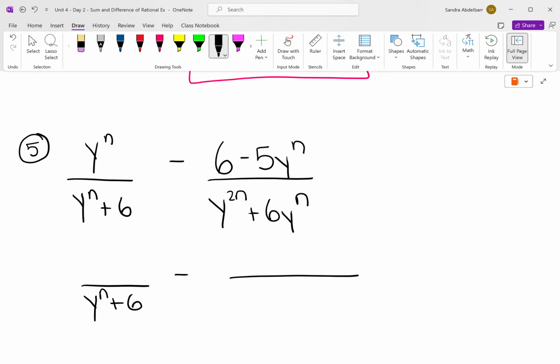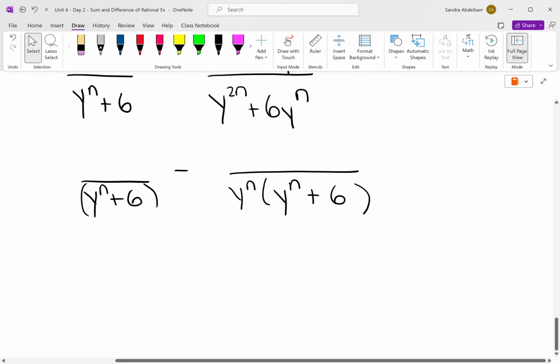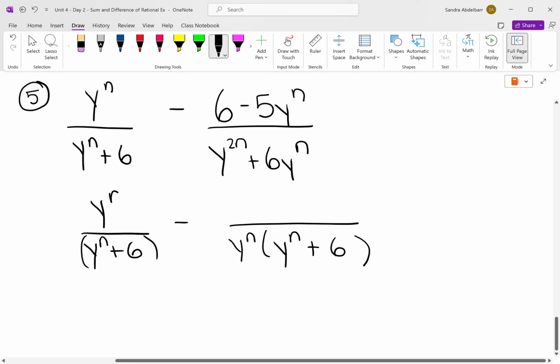All right, what about y to the 2n plus 6y to the n? What could I do there? I can pull out a GCF of y to the n. And when I pull out a GCF of y to the n, I'm left with y to the n plus 6, which is nice because we have one similar factor. We have the y to the n plus 6 and another y to the n plus 6. So my common denominator will be y to the n times the quantity of y to the n plus 6.